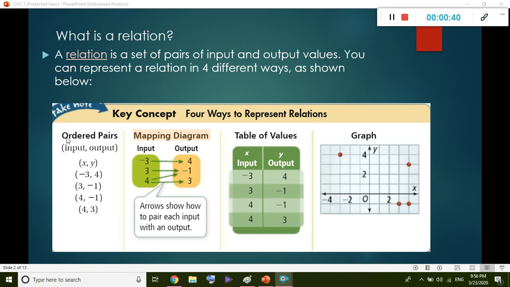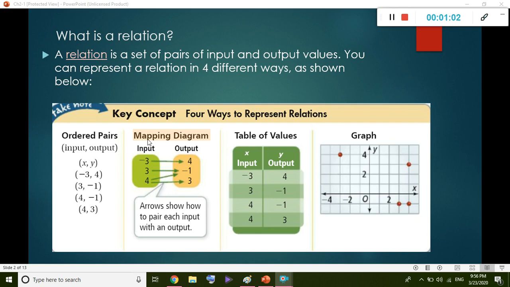Now let's see here. Our first way to represent is ordered pairs. As a coordinate here, we have an x and we have a y. So the x is going to be the input and the y is going to be the output. So if we have these coordinates, it means that this is a relation, this is a relation, this is a relation, and this is a relation. Okay, so this is the first thing, which is the ordered pairs.